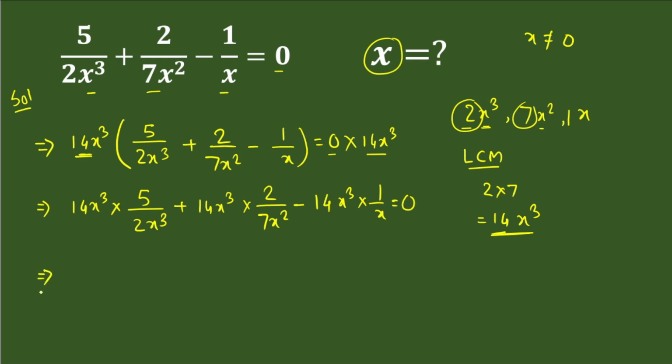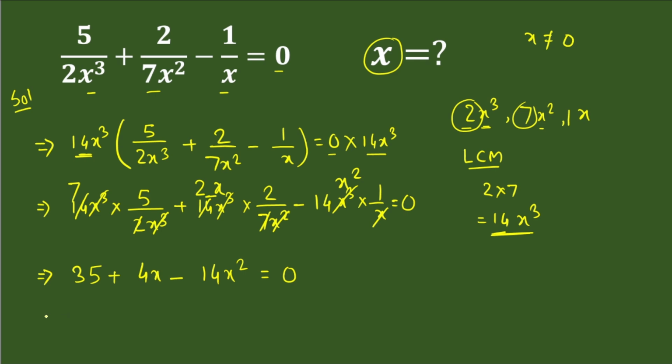Now let's simplify this. First, 2 times 7 is 14, so it is 7, and x cube in the numerator and denominator is cancelled. So here we have 7 multiplied by 5 is 35, right? Plus 2 times 7 is 14, so it is 2, and x square and x cube will be cancelled, here we have x. Now 2x multiplied by 2 is 4x, and here we have a negative sign. Now x and x cube, it is x square, so here we have 14x square, and that is equal to 0 in the right hand side.